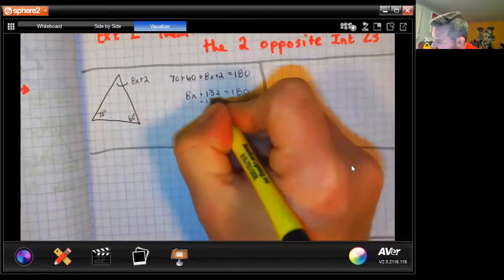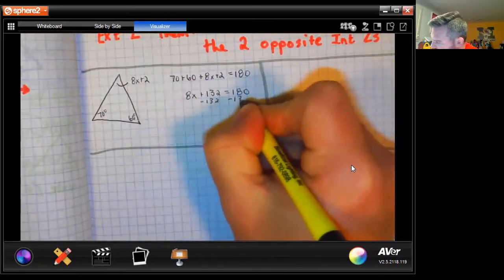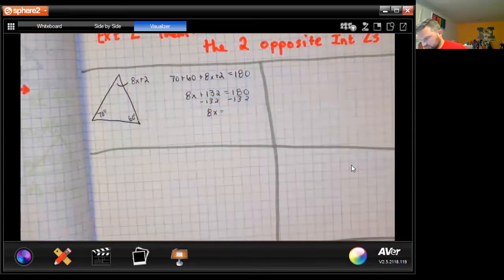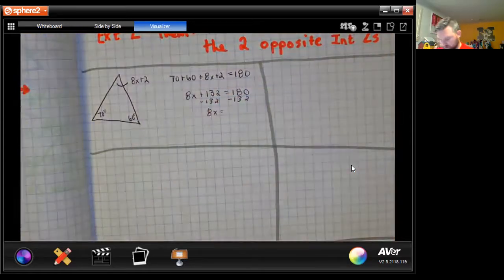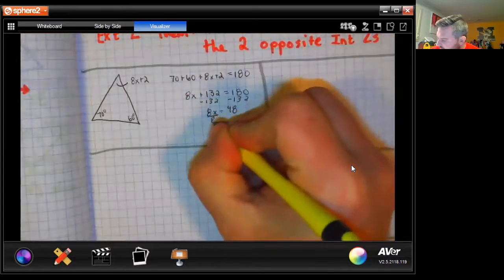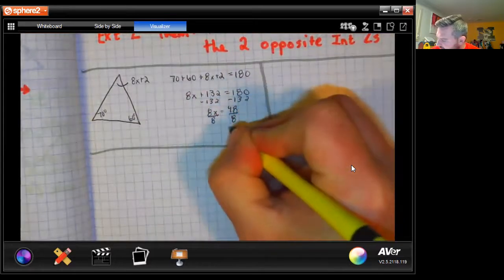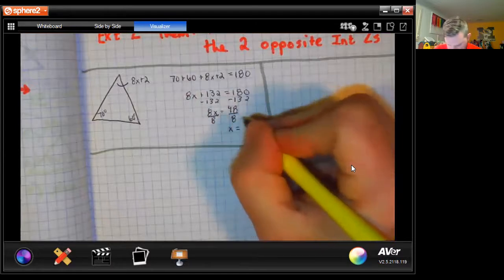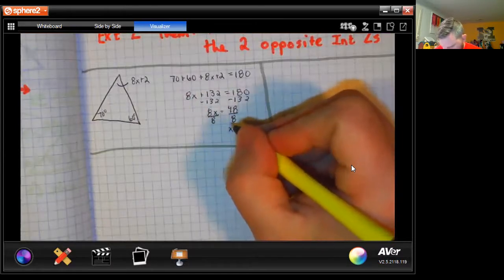Subtract 132. You get 8x equals 180 minus 132. I don't have that memorized here. So 180 minus 132 is 48. Divide by 8, and x equals 6.